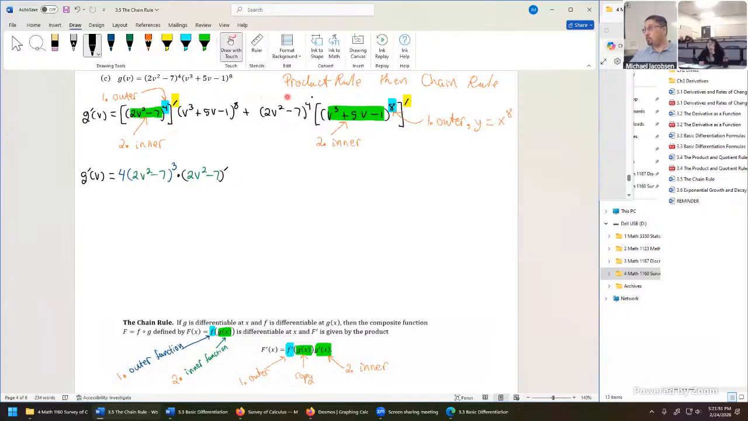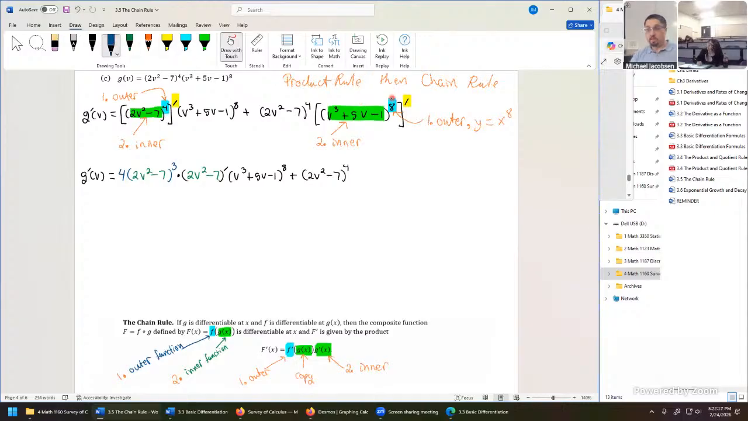We copy all the way up to that bracket, so times v cubed plus 5v minus 1 to power 8, plus 2v squared minus 7 to power 4. And then we do the chain rule all over again. But it's really the same kind of structure. It's just a different power, a different polynomial. It's a cubic this time.